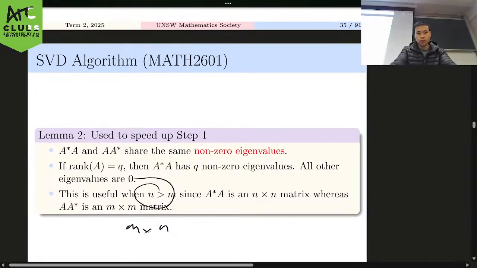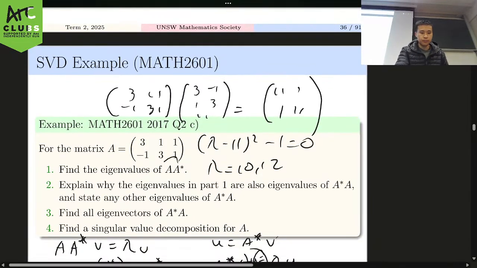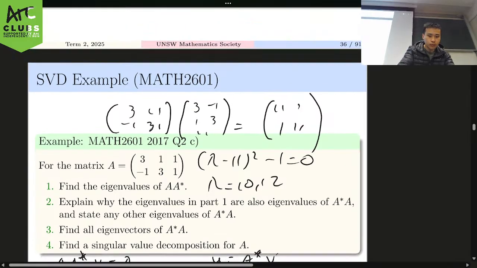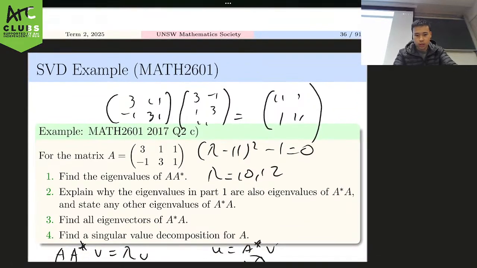And all the other eigenvalues have to be 0 because I believe this is a 2 by 2, then A A star, that's a 3 by 3. Any other eigenvalues of that have to equal 0 essentially, because that's basically what the lemma says here. So these eigenvalues are again the same because of that proof there, and all the others have to be 0 essentially.